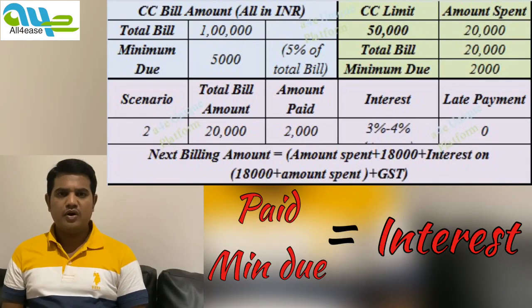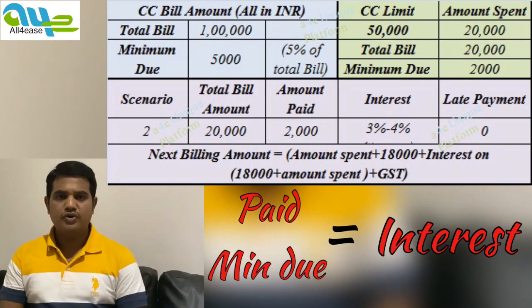For the same 20,000 billed amount on 30th of March and 2,000 minimum due, the due date is 15th of April, you are paying only 2,000 minimum due within the due date. So the balance 18,000 you are not paying within the due date. So the credit card will charge you interest on the total 18,000 rupees and it will be billed on next billing cycle.